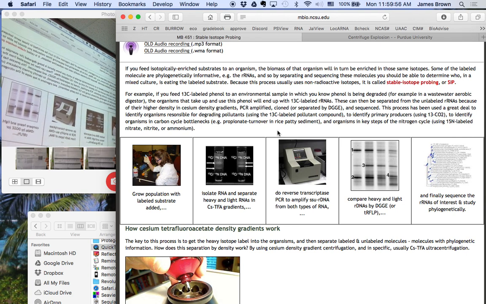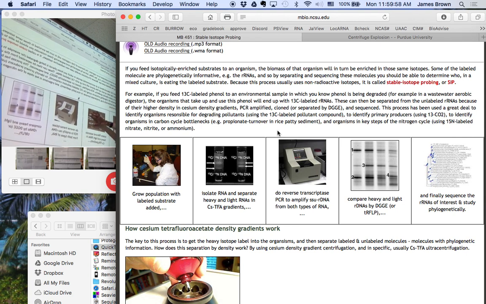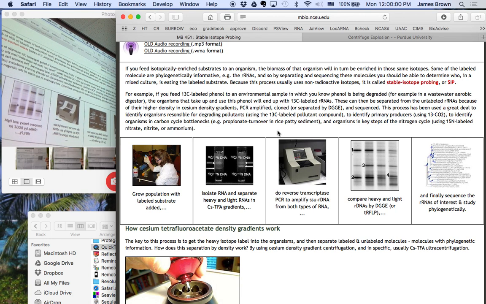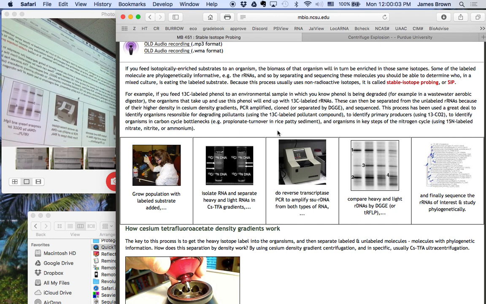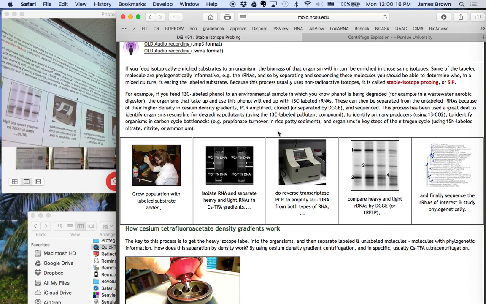Once you've labeled up your sample, then you separate them based on density. And this is done in cesium trifluoroacetate gradients. Have you guys learned about density gradient centrifugation at all? Yeah, good. And so this is a cesium acetate gradient, and it's light at the top and heavy at the bottom once you run it.